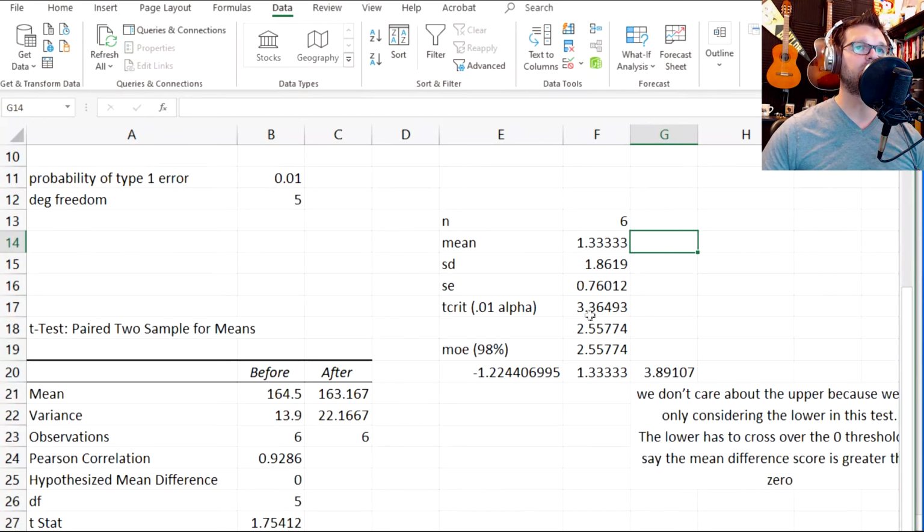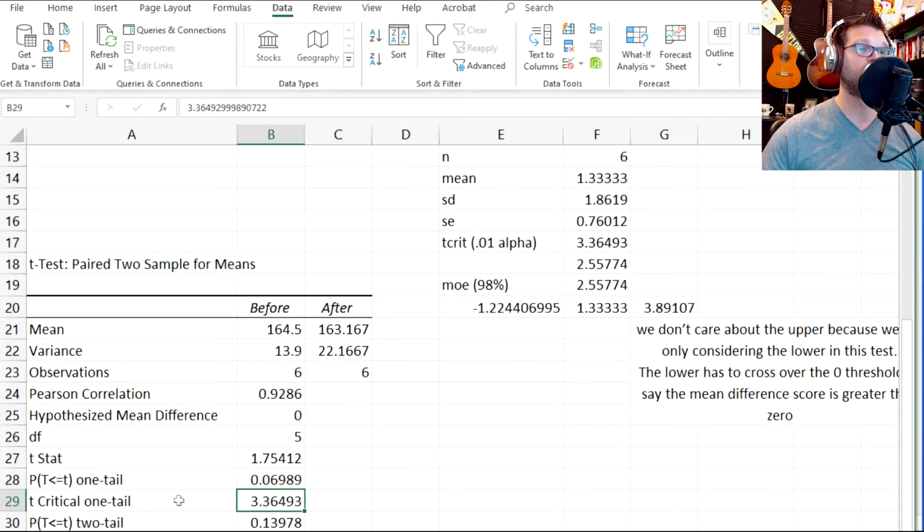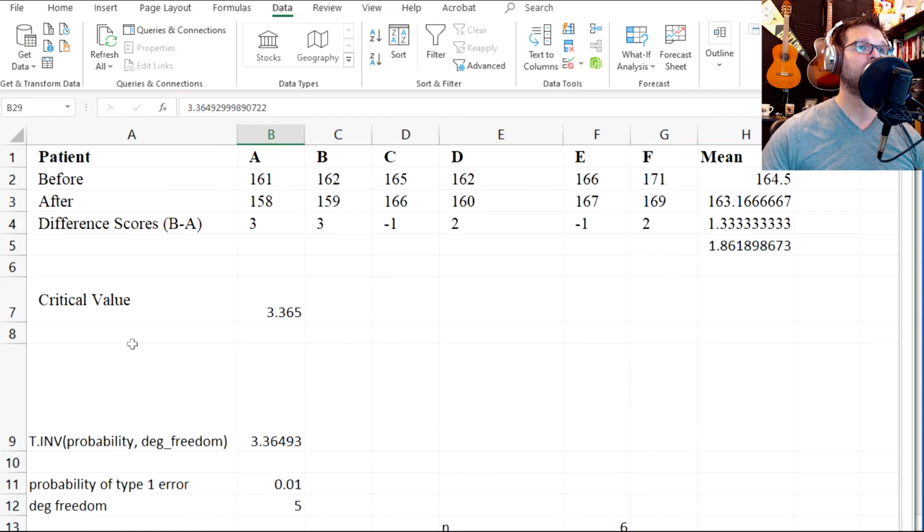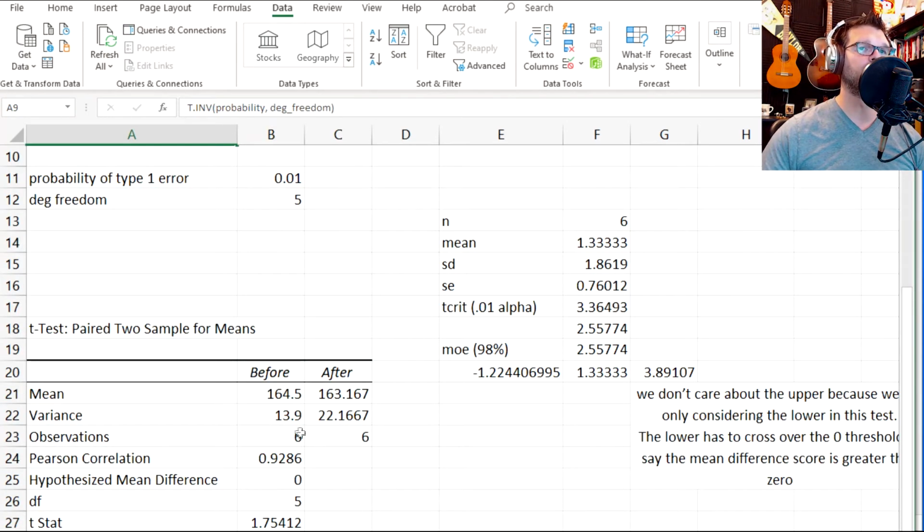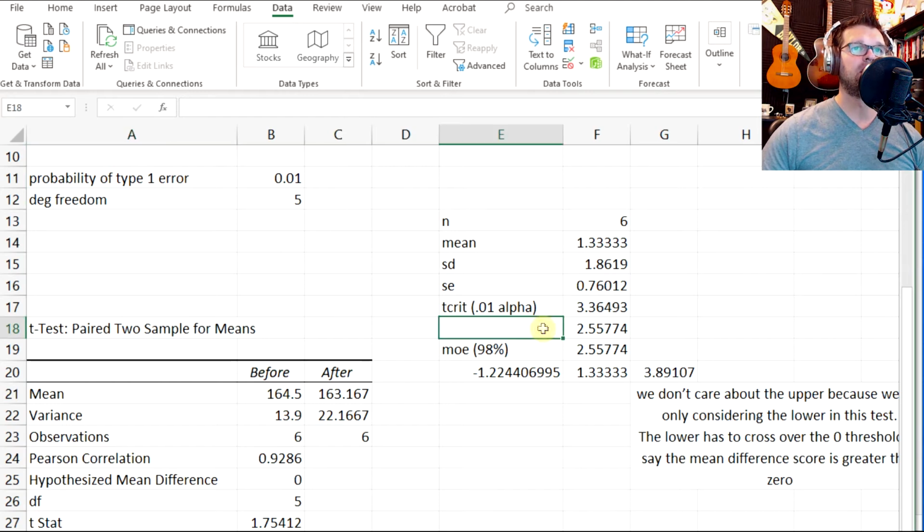And then the t-crit, we already determined there's a couple of ways to get it. You can also get it from the data analysis tool. You can get it from T.INV with probability and degrees of freedom, or you can get it from the t-chart. And then next we're going to calculate the margin of error.